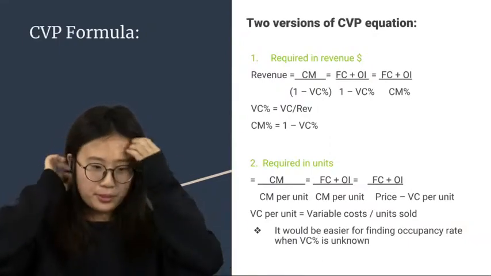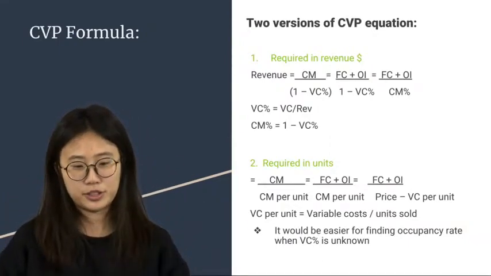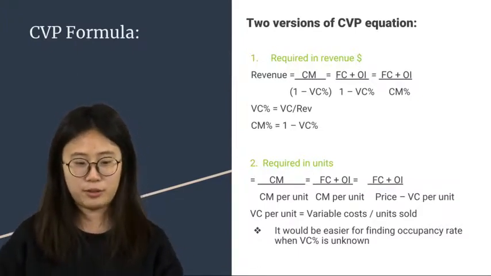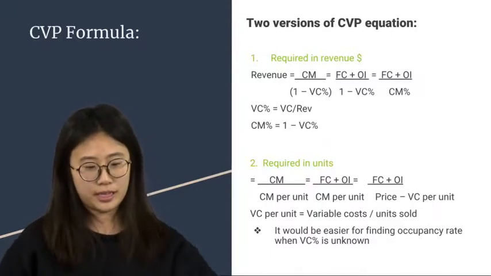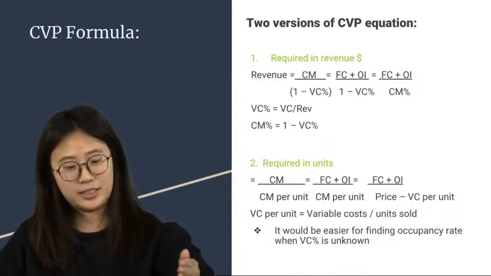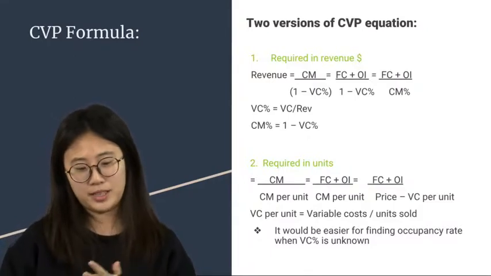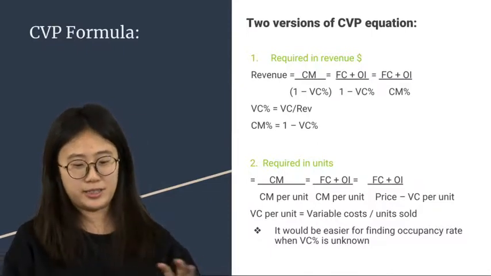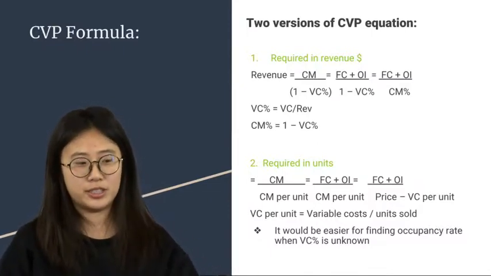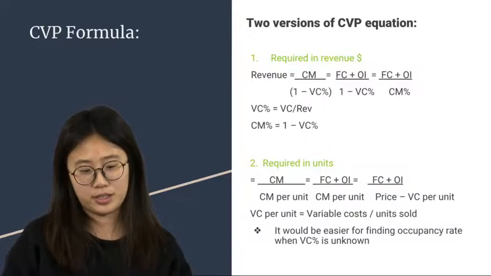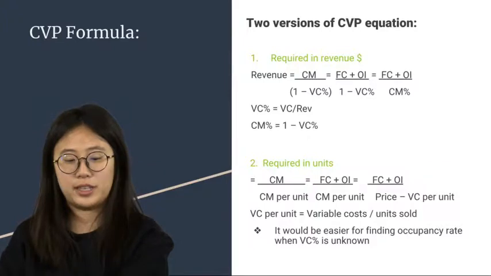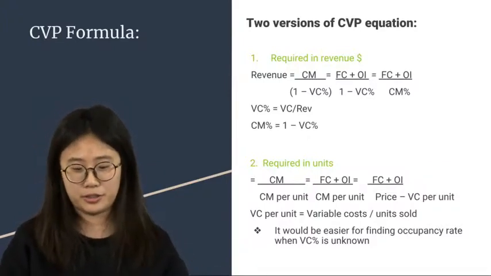For the CVP formula, there are different versions of the CVP equation. The first is based on required revenue. For that one, you can use the formula CM divided by 1 minus the variable cost percentage, and the other two are equivalent to the previous one. It depends on the question, on what they give you. If they already give you the variable cost percentage, then you can use the first one. If they didn't give it to you, then you need to calculate your contribution percentage first to get the answer.